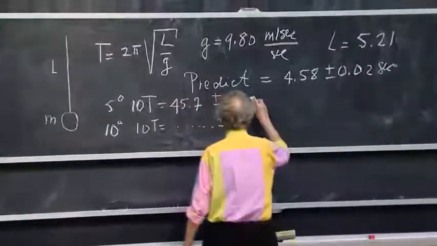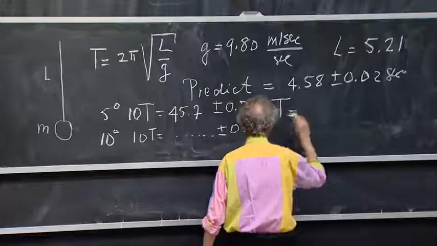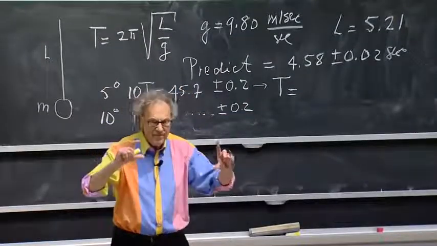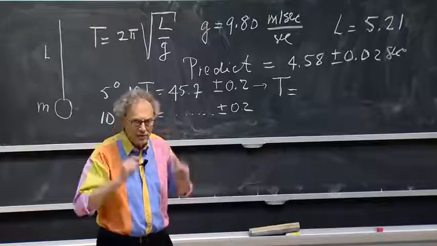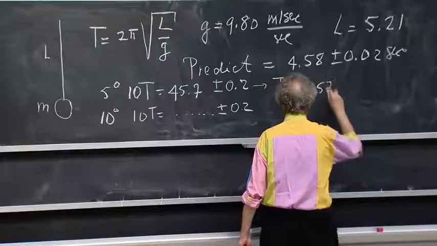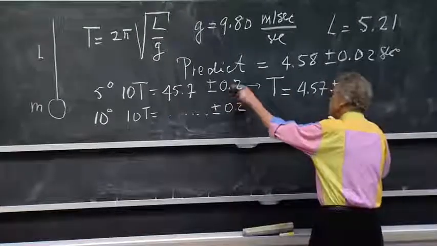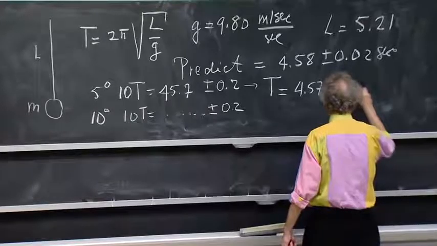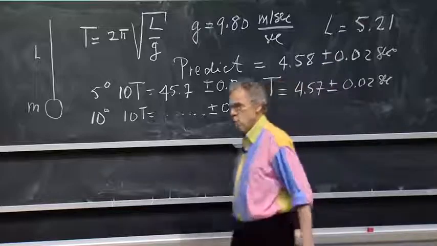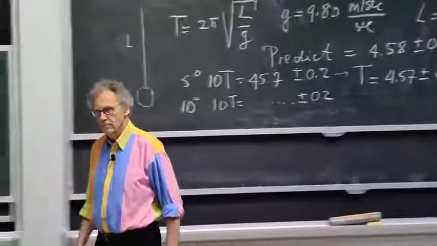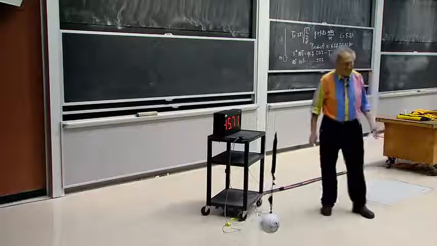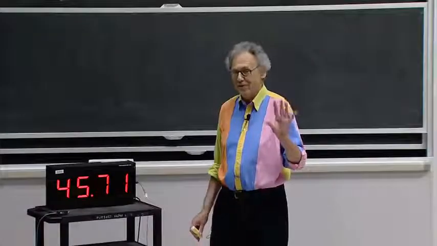45.7. So that becomes that 10T. That means this whole equation now has to be divided by 10. And now you will see why I measure 10 oscillations. So T is going to be 4.57 plus or minus 0.2 divided by 10. That is plus or minus 0.02 seconds. And you see, comfortably within the prediction. So maybe my reaction time is a little better than 0.2 of a second. Don't count on it because you haven't seen the rest yet.